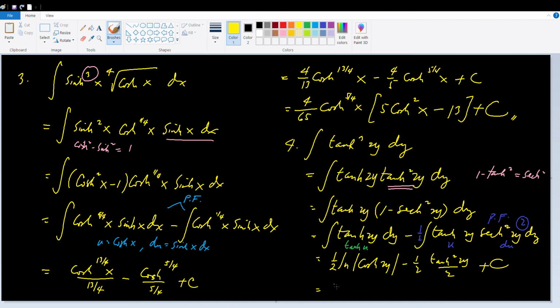Our final answer will be 1/2 ln of the absolute value. Actually, there is no need of using the absolute value because hyperbolic cosine is always positive. So we can just write here 1/2 ln of hyperbolic cosine 2y minus 1/4 hyperbolic tangent squared of 2y plus c.